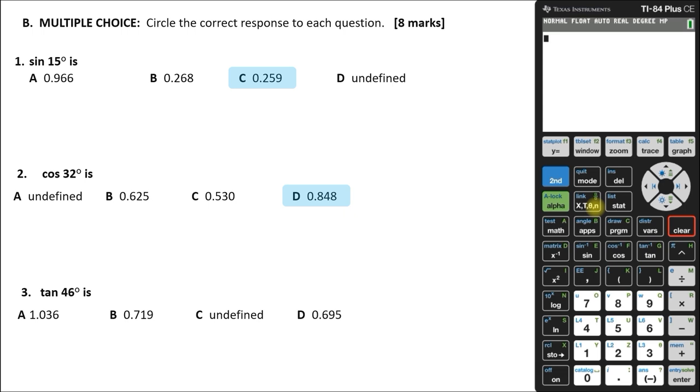Question 3 asks for the tan of 46 degrees. Select the tan button, enter 46, equals 1.0355.